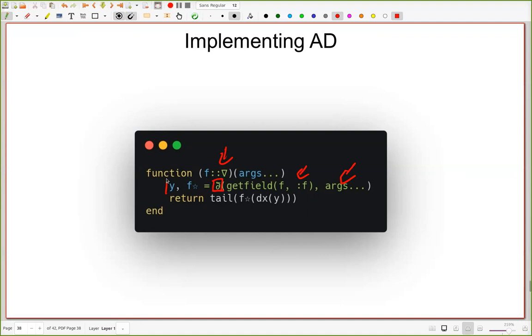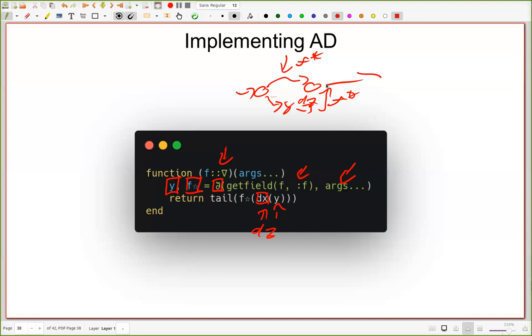So if you remember our optic, we had some primal value down here. This is just a primal value y. We get out the primal value, and we get out this opaque closure, which corresponds to this error up here, a residual. So this is f upper star. And then it says, take y, pass it into d, dx, and this is what we've been calling dz, the cotangent vector in our target domain. Then pass that back into f upper star, and then you get the output, and that's the gradient.